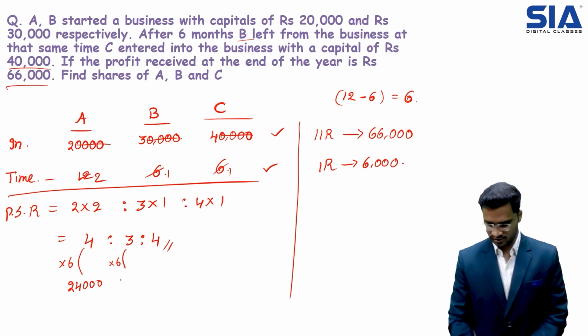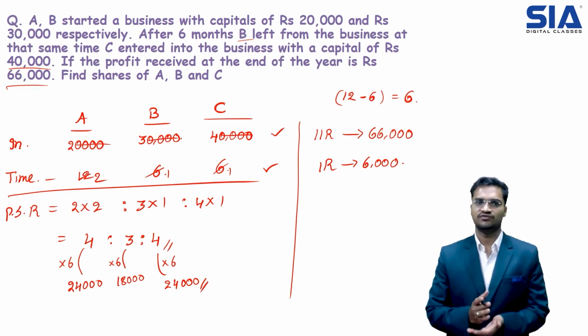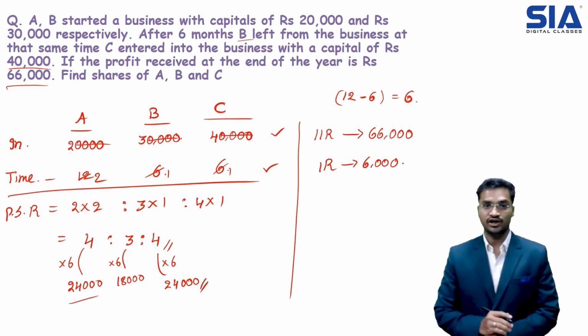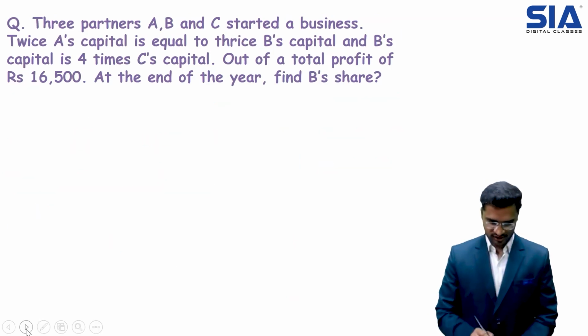4 6s are 24,000, 3 6s are 18,000, and C is getting 24,000. In our question, what did he ask? He has asked for the shares of A, B, C. So A is getting 24,000, B is getting 18,000, and C is also getting 24,000. Okay. Now coming to the next question.